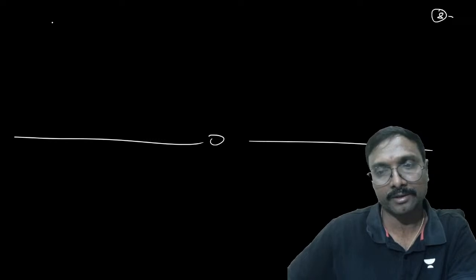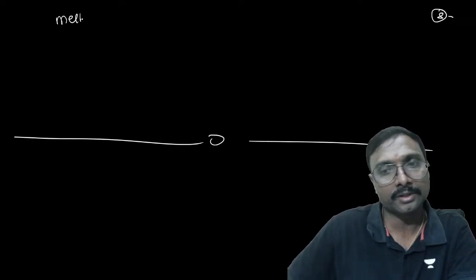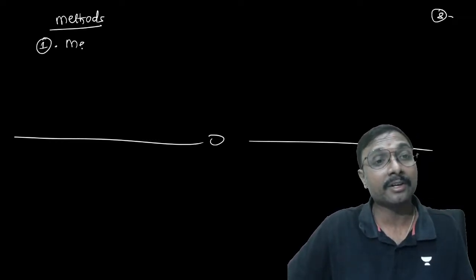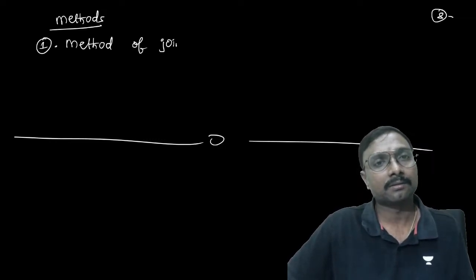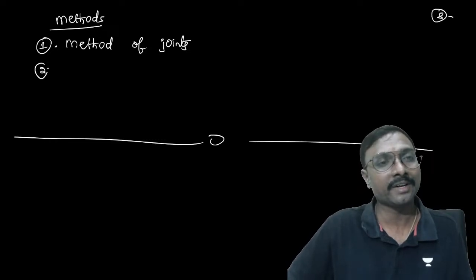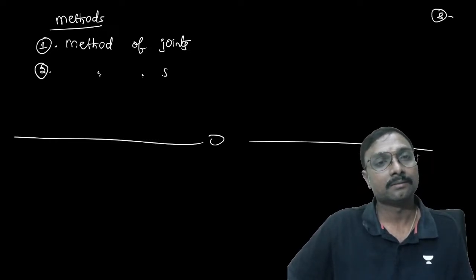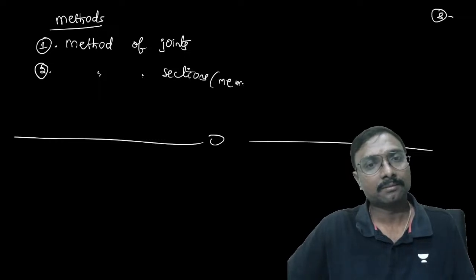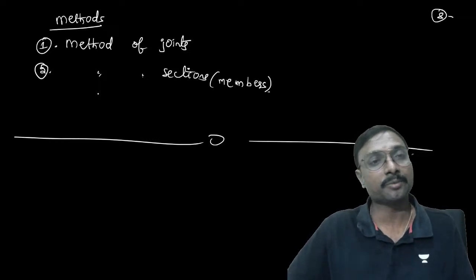That's it. These are the things you have. What are the other things? Methods. This is how we find the zero force members. What are the different methods of analysis? First one is method of joints. Second one is method of members, or you can also call it method of sections.